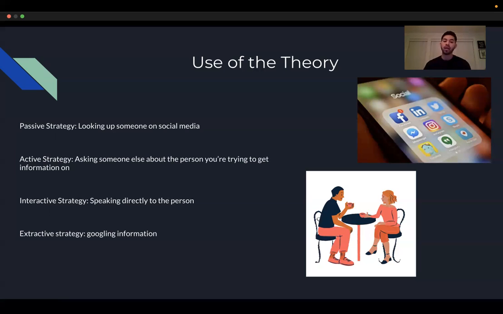Interactive strategy is going to be essentially the direct approach, asking that target person specifically whatever it is that you want to know. This is probably a perfect strategy for if you are fighting with a friend or if you're fighting with a significant other, and you want to know why they're upset. You can either ask them directly with specific questions on why they're upset, or you can try asking them about their day, and try figuring out what information you want to know by just directly asking them.